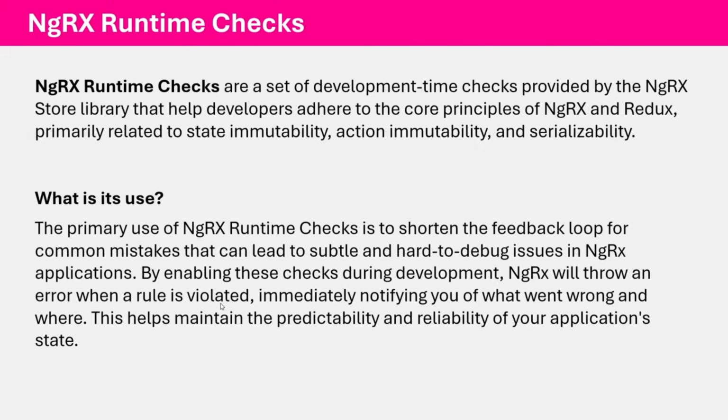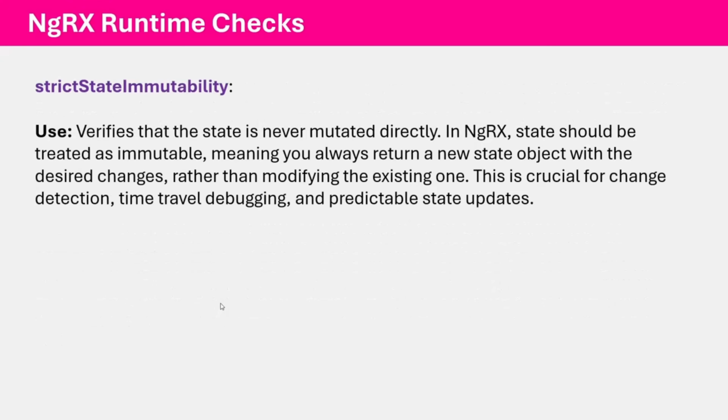There are four main runtime checks which we can add in our NgRx application. The first and the most important is strict state immutability. We use this runtime check when we want to make sure that the reducer function does not mutate the original state. It should not modify the original state. Instead, the reducer function should return a new state.